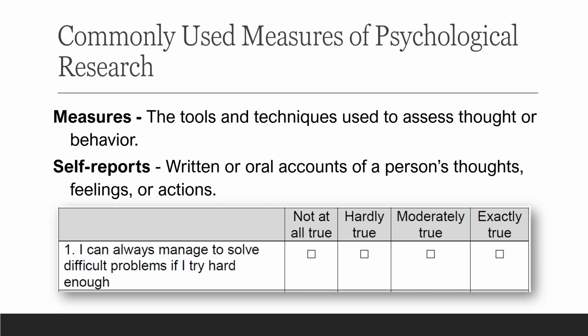So that's a self-report. For example, look at this image below. I can always manage to solve difficult problems if I try hard enough. So on the scale of not at all true to exactly true, how much do you agree with that statement? So that's a self-report measure. There are also other approaches in measuring variables that do not require self-report. For example, let's take a look at the next slide.